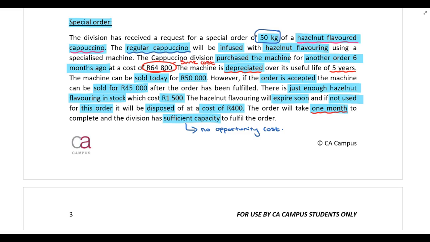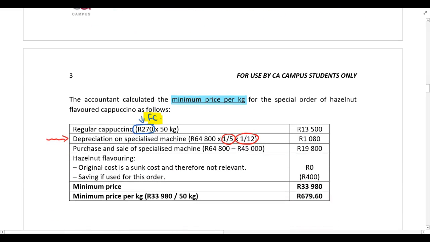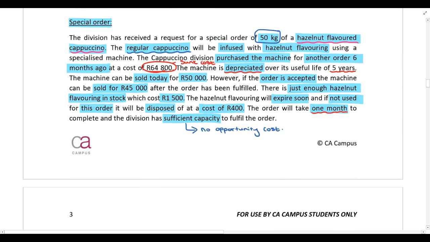Now, let's look at this machine in more detail because he's got quite a funky calculation here with the machine. He's taking into account the purchase and sale of the machine. So first he's taking into account the fact that the machine cost 64,800 Rand. And we've already said that he should not be doing that because that cost is not relevant. It's a sunk cost. It's money that was already spent in the past. So there he's got another mistake, but we'll discuss everything together. Let's see, what should we have done? We know the rules. We know what we should be doing. We are told that the machine can be sold today for 50,000 Rand. However, if the order is accepted, the machine can be sold for 45,000 after the order has been fulfilled.